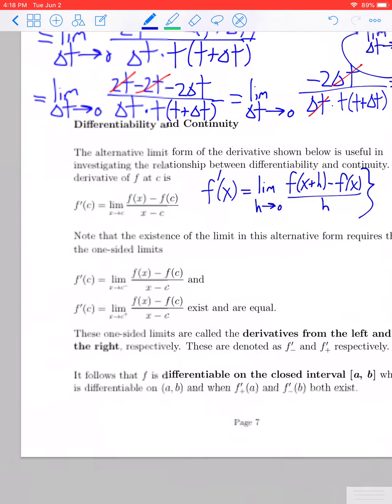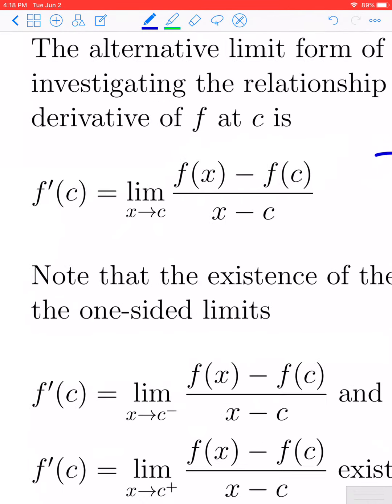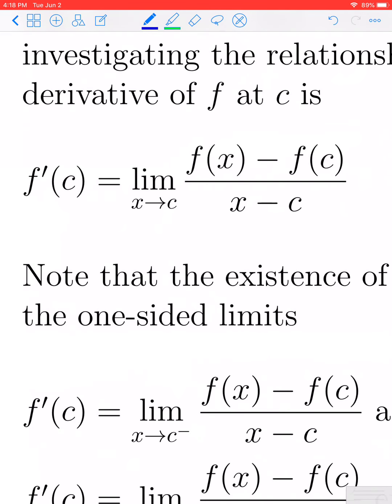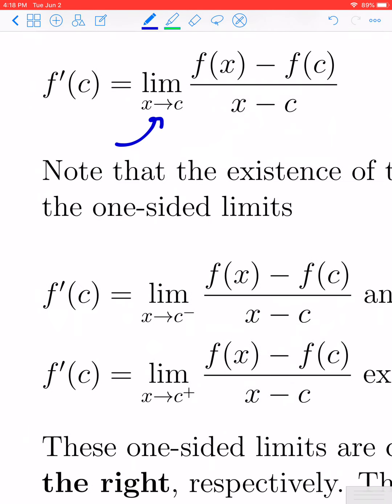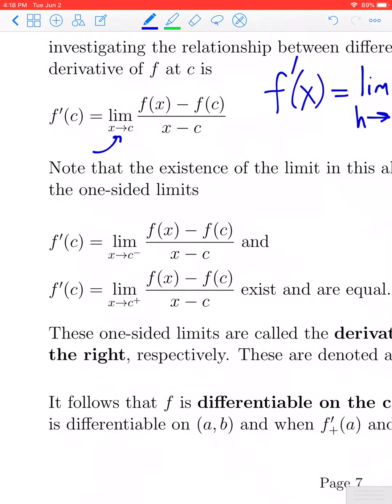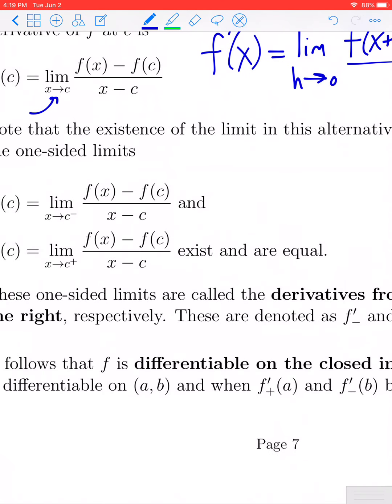It's the same definition. Yet another alternative definition is we could define f prime of c to be the limit as x approaches c of f of x minus f of c, all divided by x minus c. And when we write this, as we saw back in chapter 2, this is a limit that doesn't have any superscripts. So it's presupposing that both the left-hand limit and the right-hand limit exist and are equal to each other.